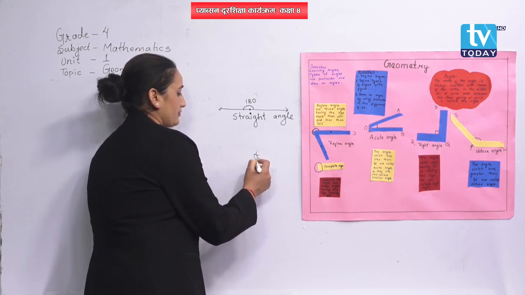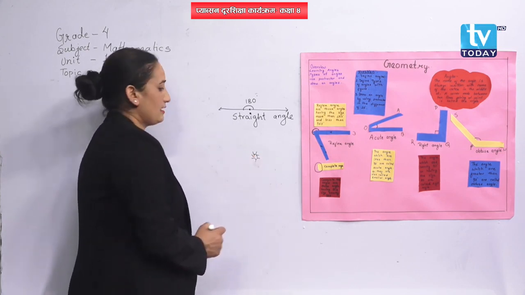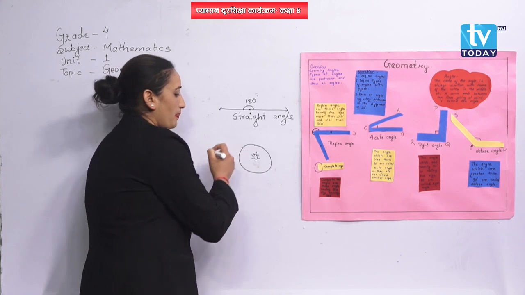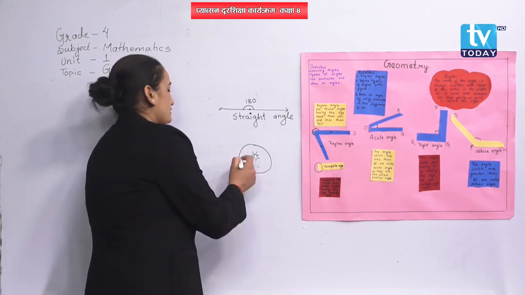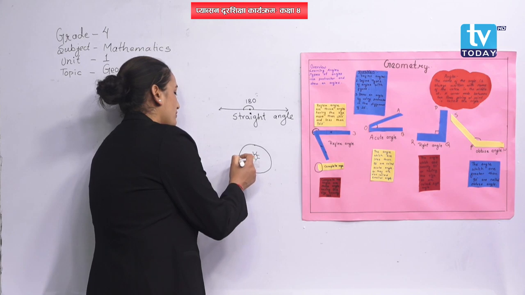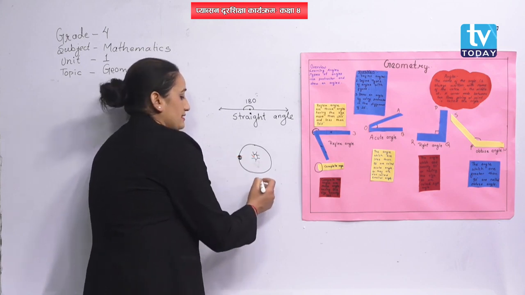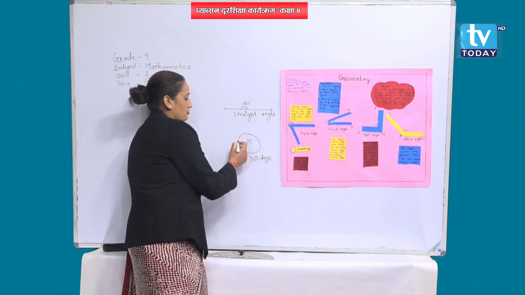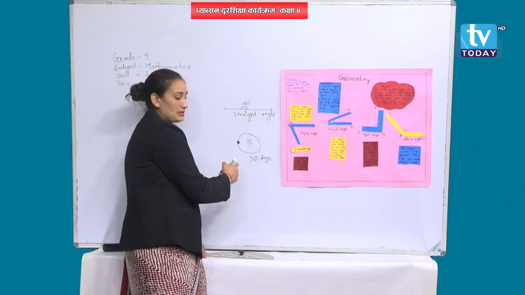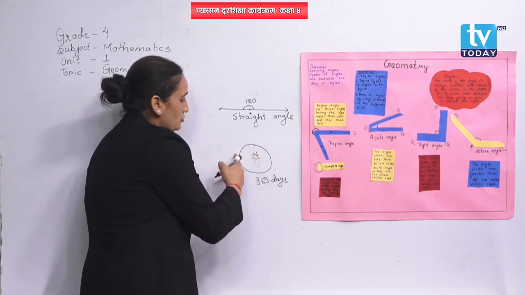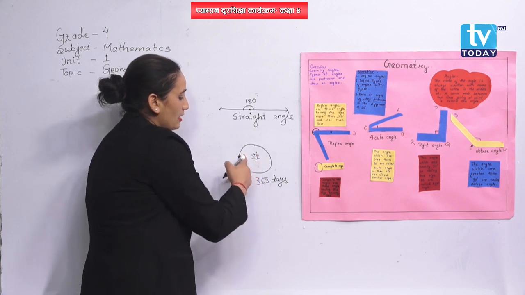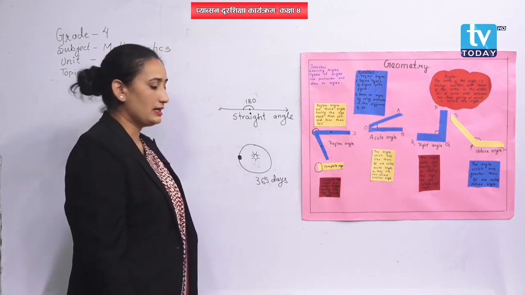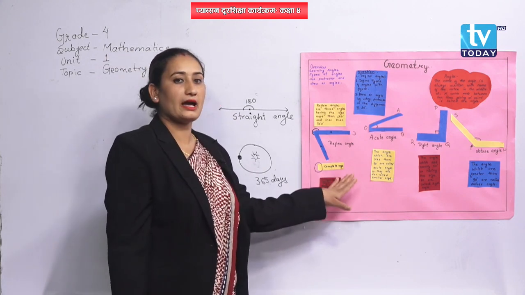That is, this is the sun. Have you noticed? This is the sun, and how many days does the earth take to revolve around the sun? How many days will it take for the earth to complete one revolution? It takes 365 days to come and stay in the same place. This complete turn, complete rotation, is known as a complete angle. What do we call it? It's called a complete angle.